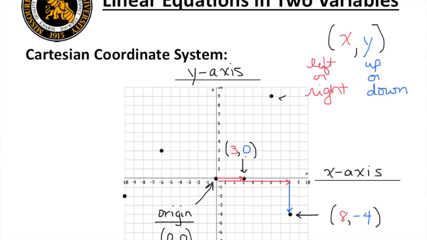The point located a little higher than that can be described by an ordered pair. To get to that location from the origin, we would move right 6 units, so our x value is 6. And then from there, we would move up 9 units, making our y value 9.